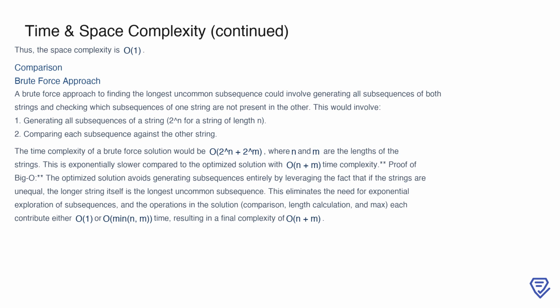This approach has a time complexity of O(2^n + 2^m), which is exponential and impractical for large inputs. The optimized solution avoids this by recognizing that if the strings are unequal, the longer string itself is the longest uncommon subsequence. This eliminates the need to explore all subsequences and ensures the operations, comparison, length calculation, and finding the maximum are efficient. Together, they result in a final time complexity of O(n + m), making the optimized solution drastically faster than the brute force approach.